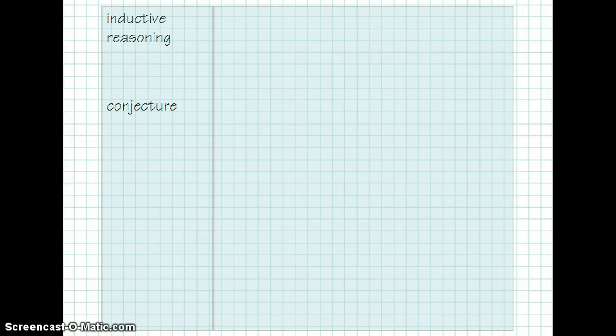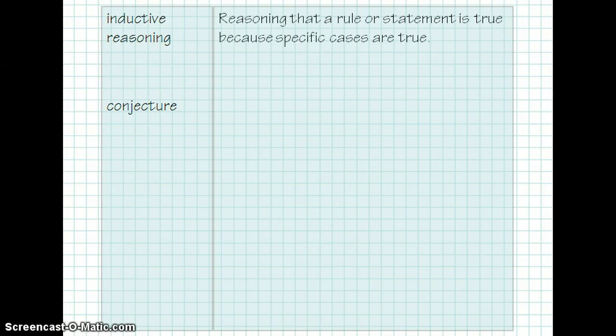So what we've just been doing is called inductive reasoning, which is reasoning that a rule or statement is true because specific cases are true. Essentially, we saw some particular items in a sequence, and so we reasoned that we could tell what the next item in the sequence would be. In fact, we were making what's called a conjecture. A conjecture is a statement believed true based on inductive reasoning. We were saying that it looks like we're doing the months backwards, so that's our conjecture, so the next item would be September.